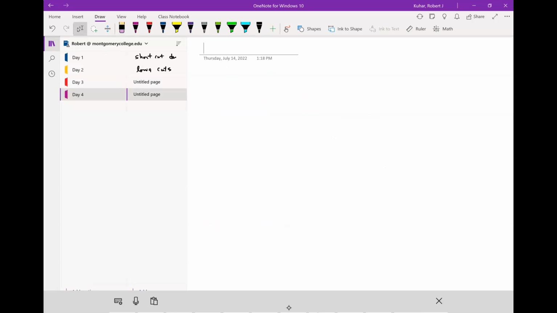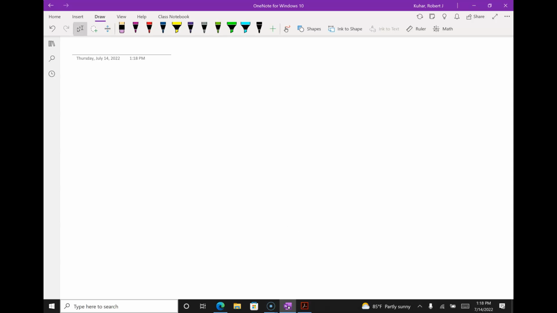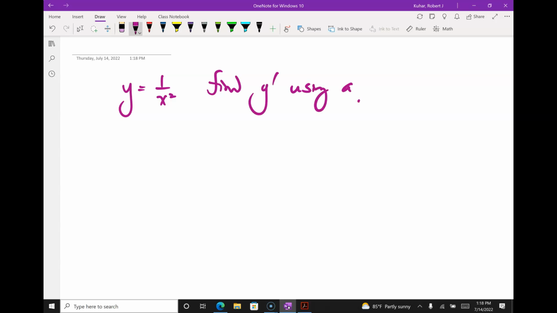Nice. Here we go. If y equals 1 over x squared, find y prime using a limit. That's what it's going to look like on the quiz on Monday. Oh, and today, right? Yeah, today. On your mark, set, go.